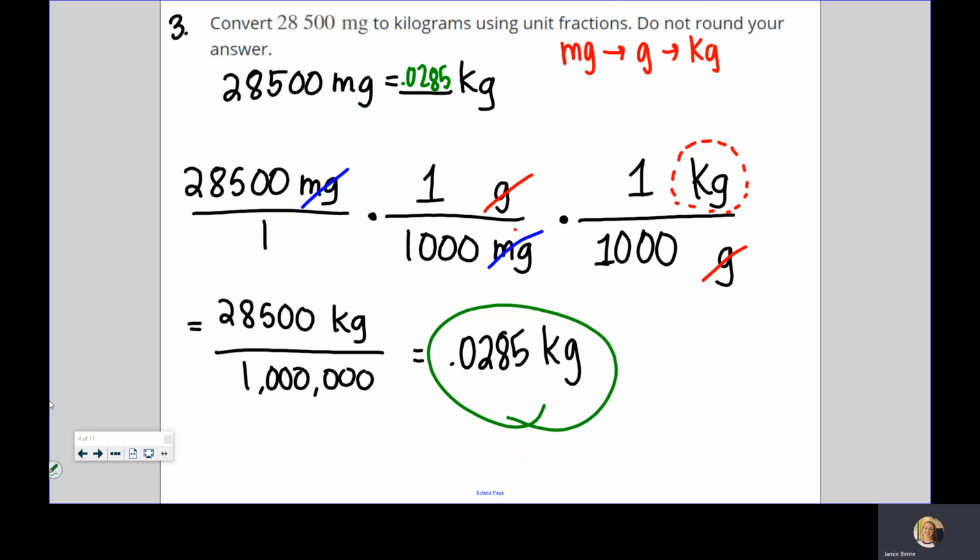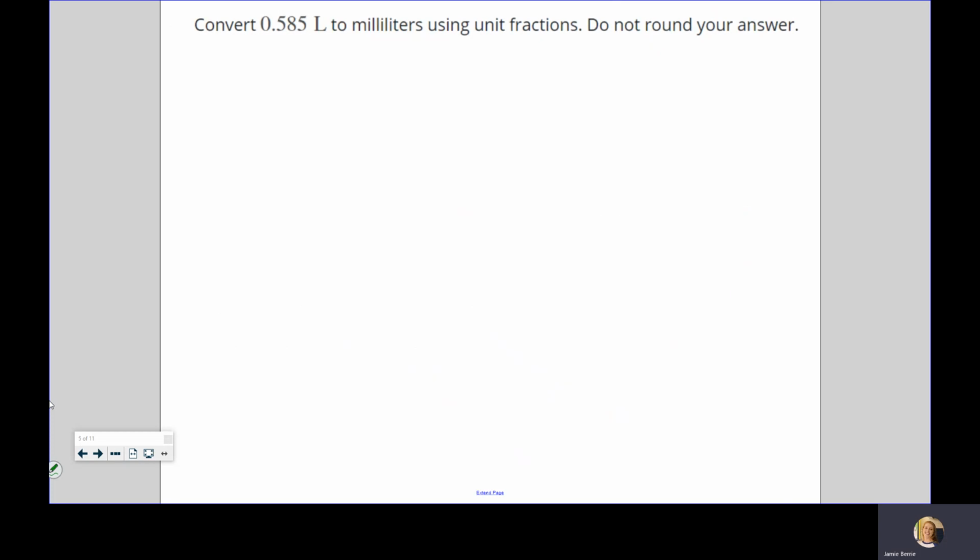Like I said, I can't remember if I put this one or the next one on the test. So study both of these. All right, number 4 is liters to milliliters. Convert 0.585 liters to milliliters using unit fractions. Do not round your answer.